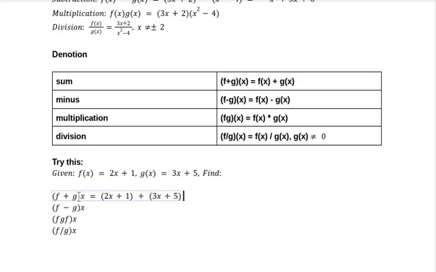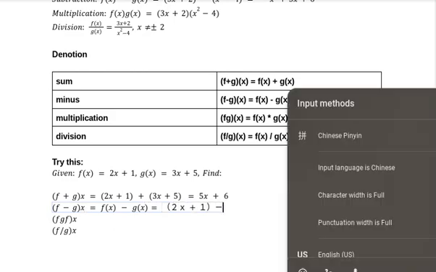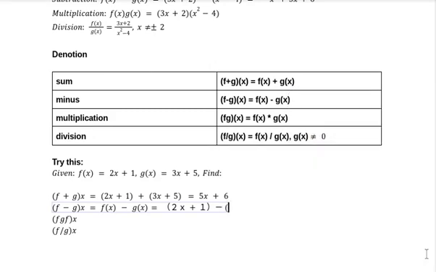Because (f plus g)(x) is equal to f(x) plus g(x), and we know that f(x) is 2x plus 1 and g(x) is 3x plus 5, we can make 2x plus 1 plus 3x plus 5, so it's 5x plus 6. The second one is equal to f(x) minus g(x). So it's equal to 2x plus 1 minus (3x plus 5). So it's equal to negative x minus 4.